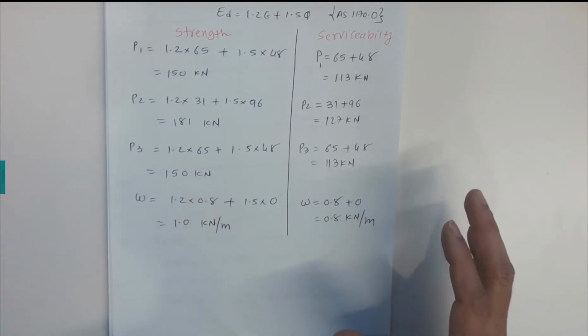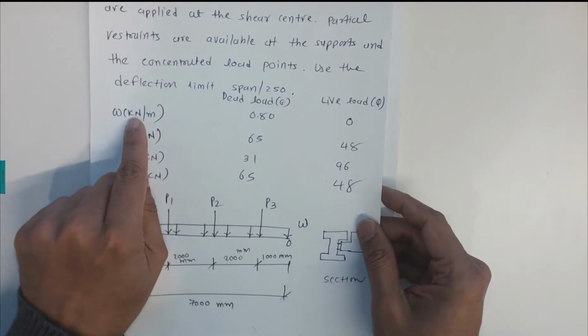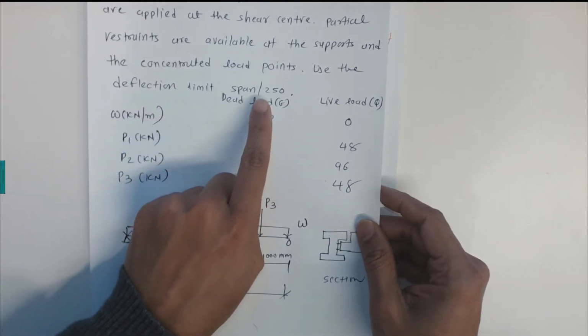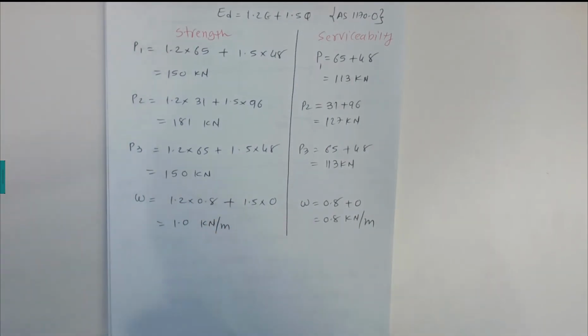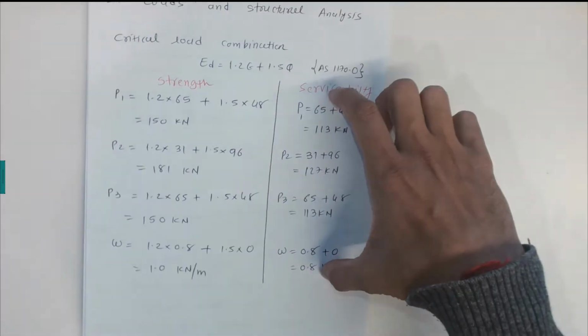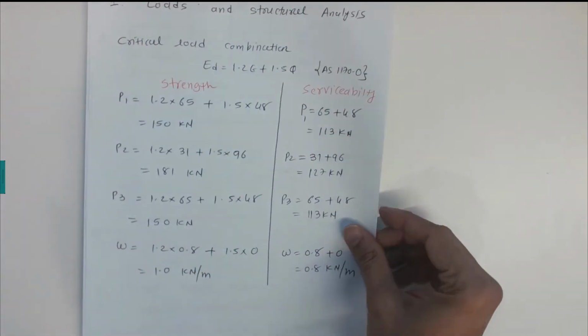And W is a uniformly distributed load. It has a 0.8 dead load and 0 live load, so 0.8 dead load and 0 live load give us 1 kilonewton per meter. Now for serviceability we're going to come back at the end, but first we talk about the strength.